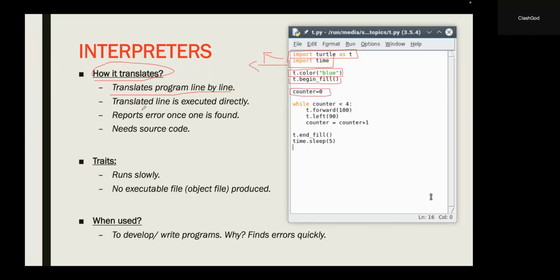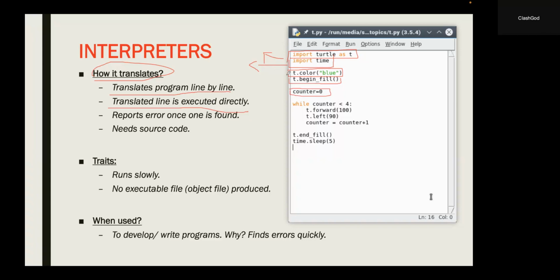finishes. So it translates the program line by line, right? Line by line, each line by each line. And then each line is executed directly after it is translated, right? Translated line is executed directly. And then what it does is, because it goes line by line, it translates each line of code line by line.